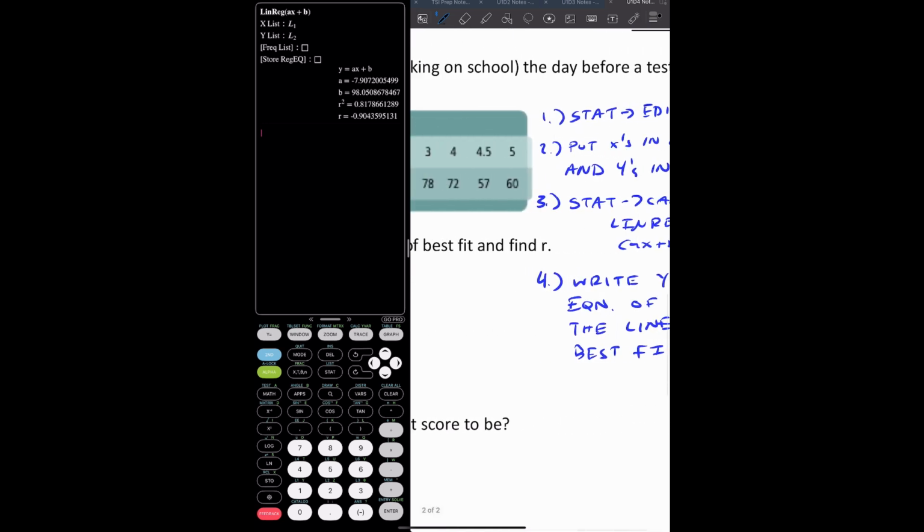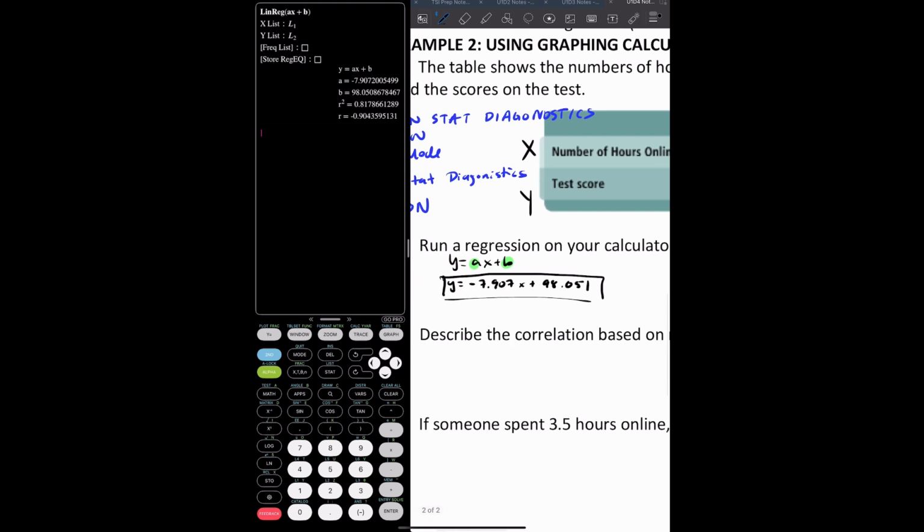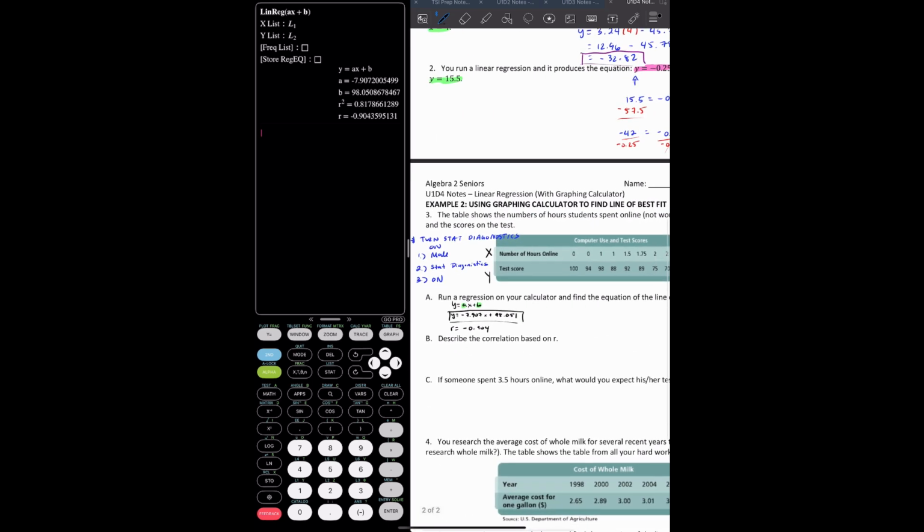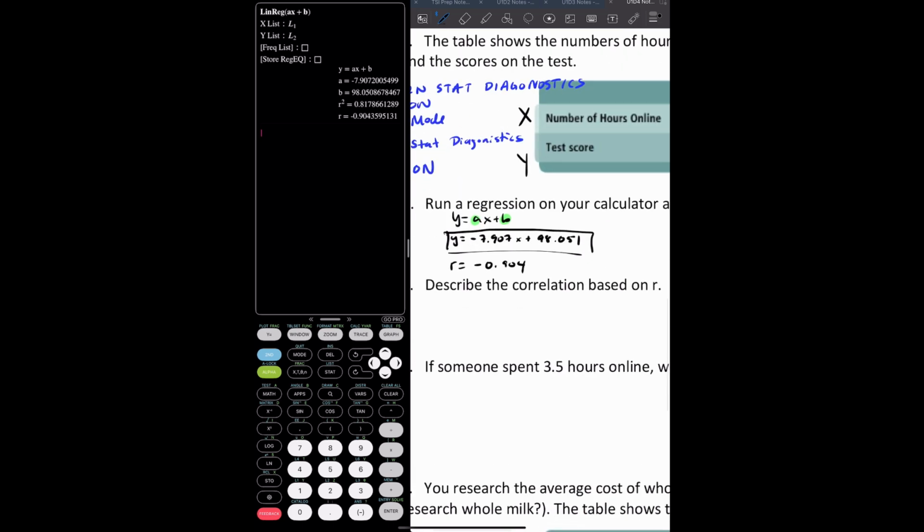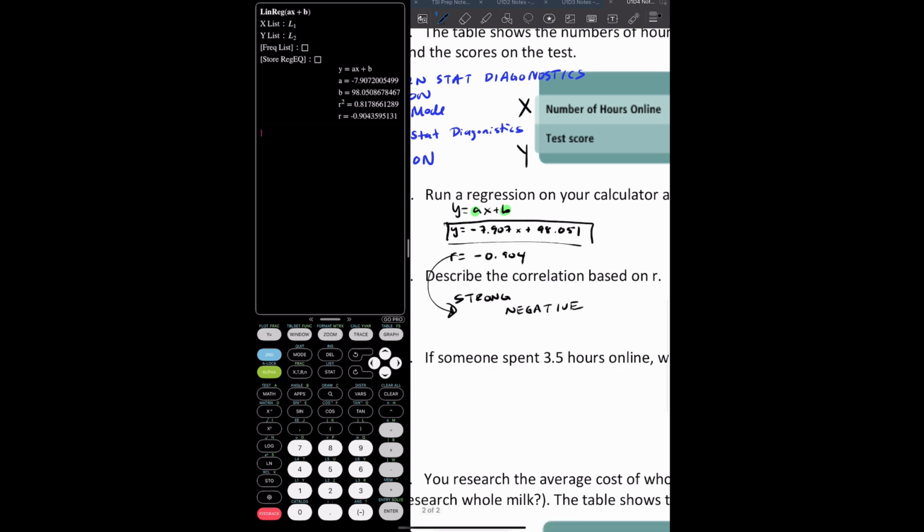But we're not done because we need to find R, but R is already given to us. R on the calculator says it is negative 0.904. So it says describe the correlation based on R. So looking at this, it is a negative number, and this value is closer to negative 1. So if R is negative 0.904, then we can say that this is a strong negative.